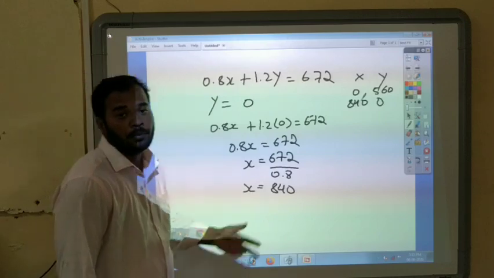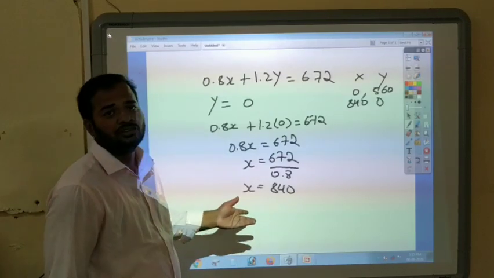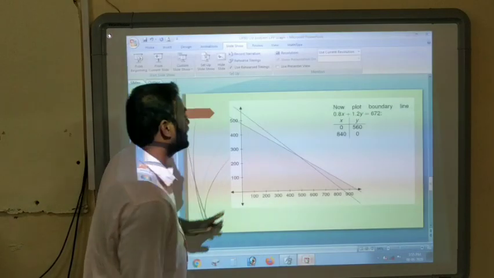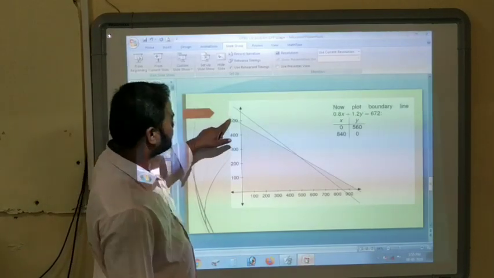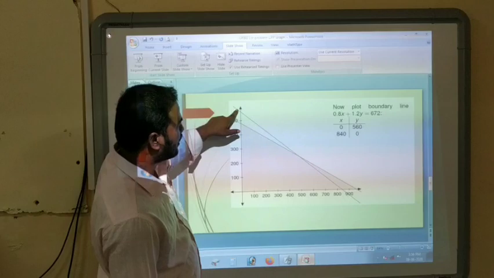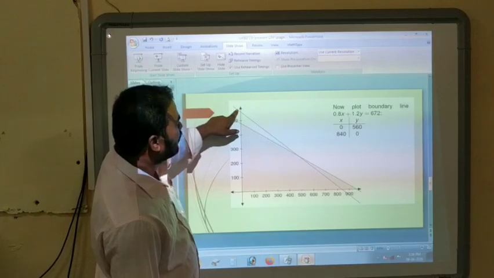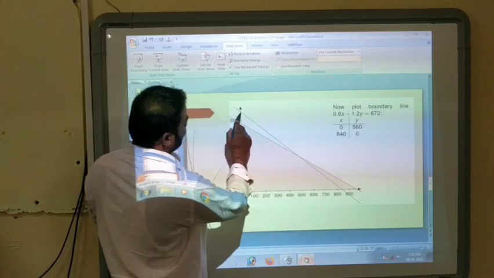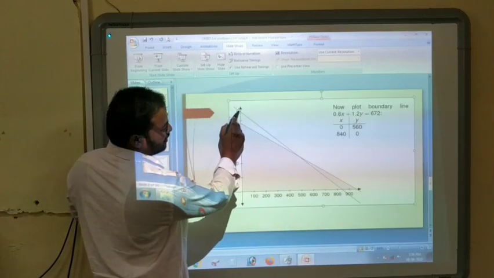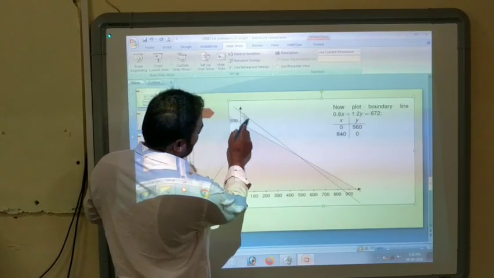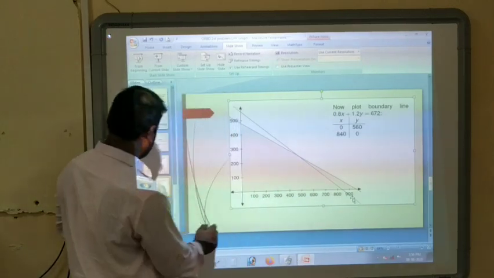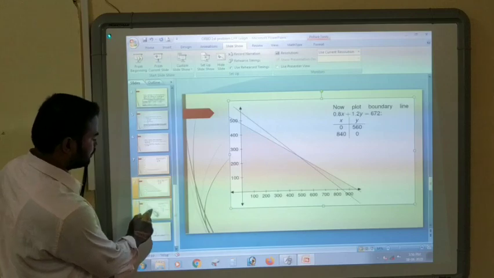Now we are plotting both the values into the graph. When we plot both the values in the graph, it looks like this. Here you can see that the value for y is equal to 560, which connects to the value for x, 840.